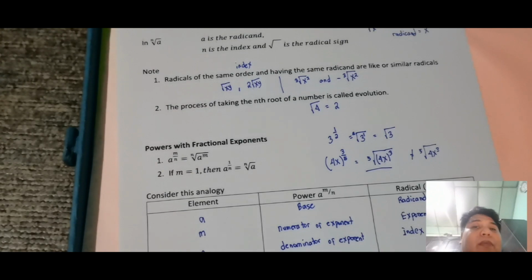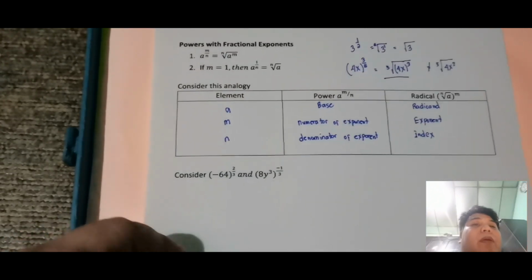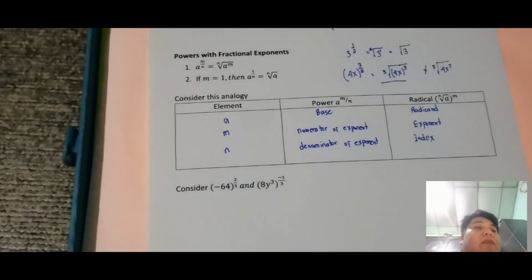Okay, so let us consider the following. Ito ay mga example na naka-power, number na naka-raise sa fractional exponent. Consider natin si negative 64 raised sa 2/3, then si 8y cube raised sa negative 1/3. Ganito yung gagawin natin. Unahin ko si negative 64 raised sa 2/3.